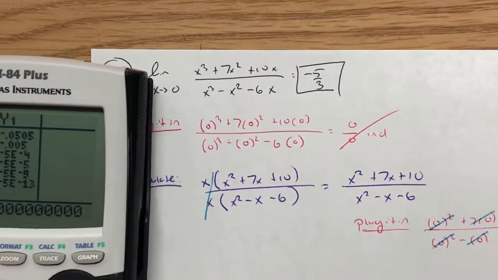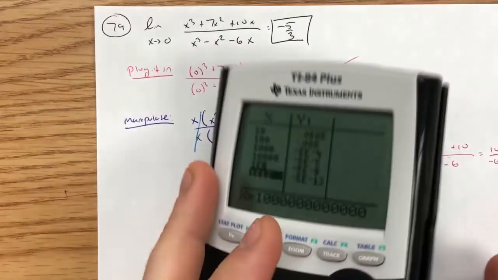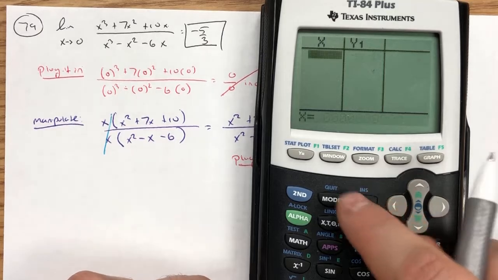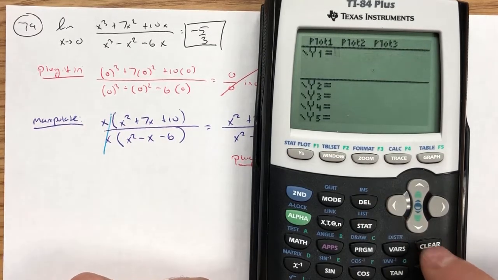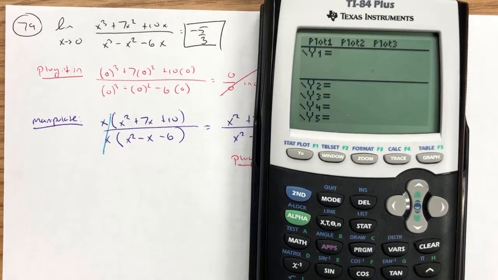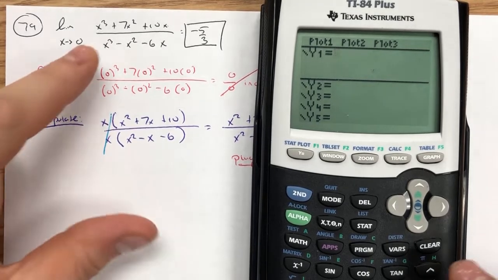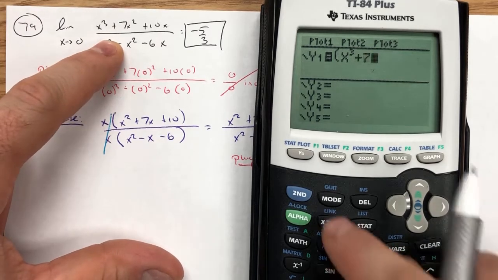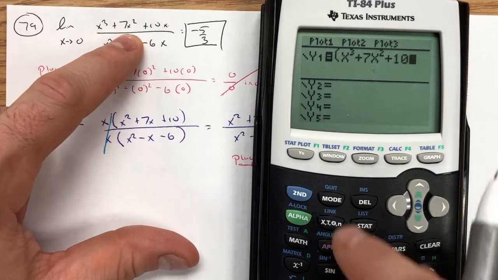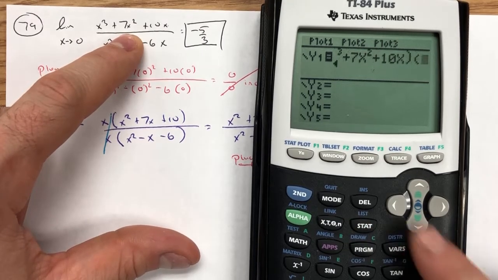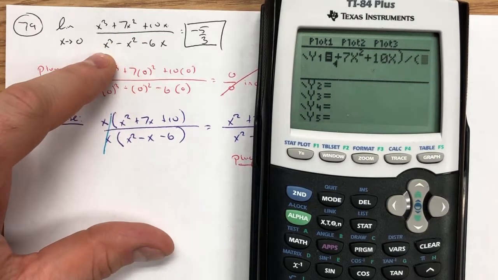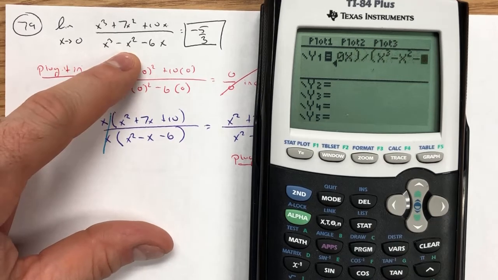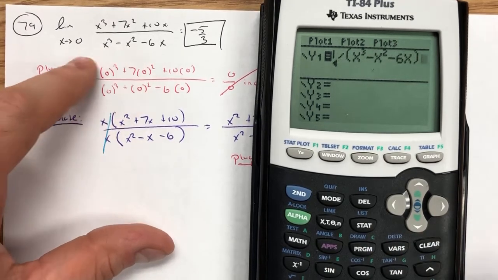And so let's go ahead and actually graphically check that. Make sure, like on our previous one, that we didn't make some sort of common mistake where we plugged in the wrong number. So let's go ahead and try this out. Numerator x cubed plus 7x squared plus 10x, close numerator, denominator x cubed minus x squared minus 6x, close that, and as x approaches 0.